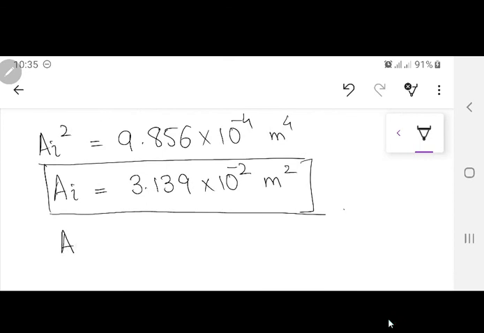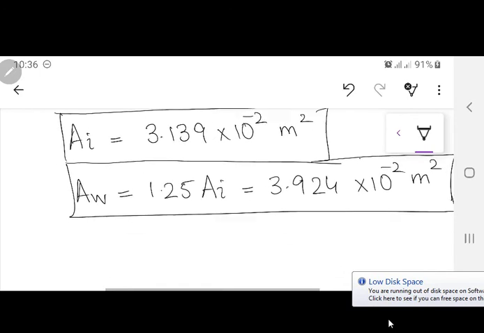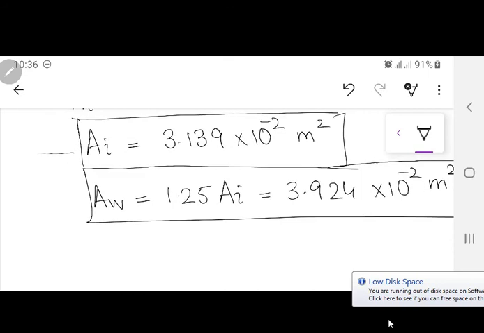Now the window area, that was equal to 1.25 times AI. Please give me this value, AW. It is 3.924 into 10 raised to power minus 2 meter square. Now you have the area, you have everything over here. This is AI. Now based on this AI, I am assuming they have taken a 3-step core over there. Now instead of taking a 3-step core, let me change something over here. I am going with a 4-step core.